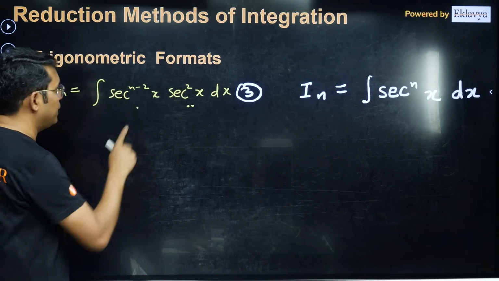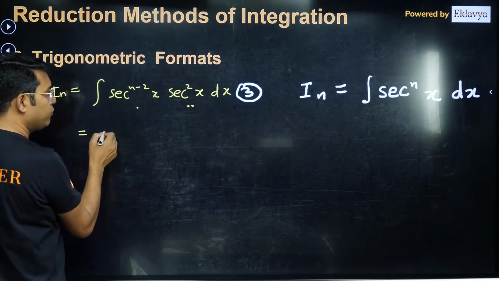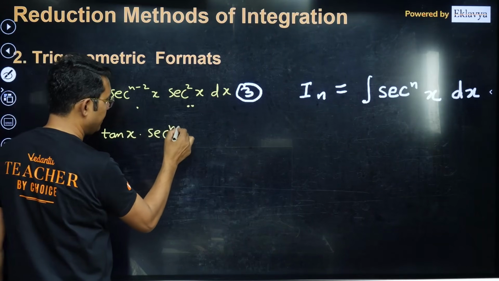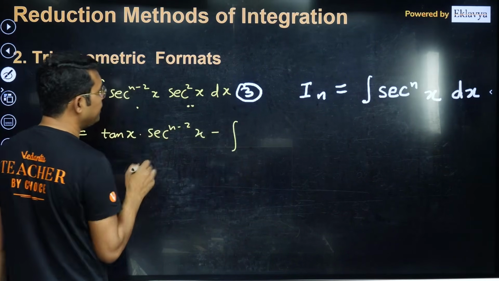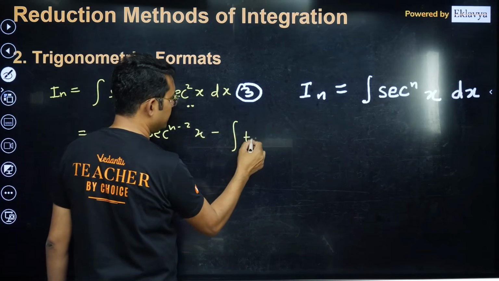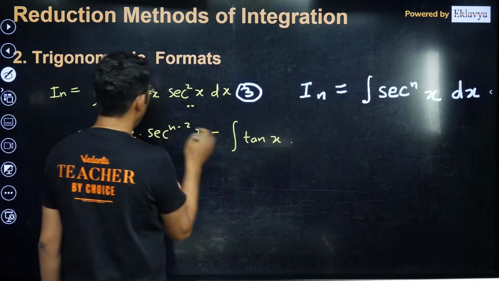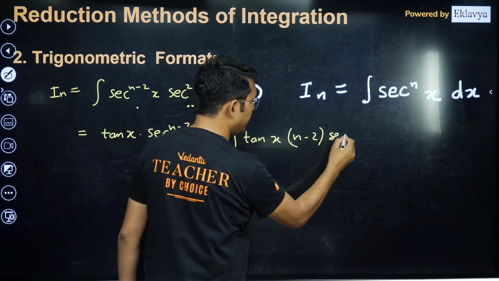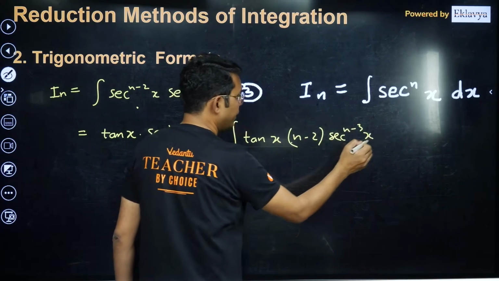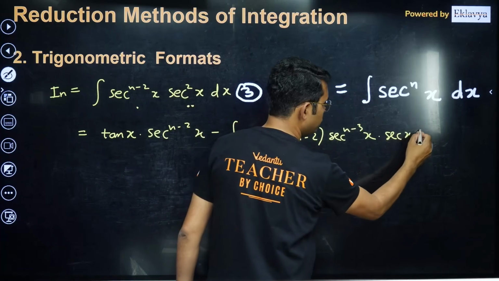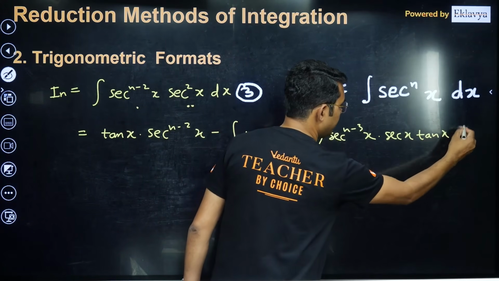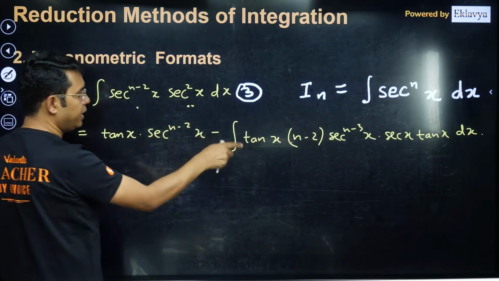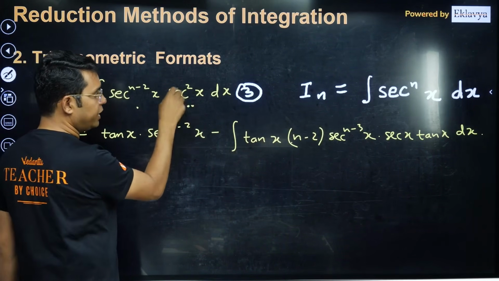So, integration by parts. My second function's integral would be tan x. The first function will be written as it is, minus the integral. The integration of secant square is tan x, and the differentiation of the first function would be n minus 2 into secant power n minus 3 x into secant x tan x using the chain rule, dx. So after the minus sign, inside the integral sign, we have the integration of the second function and the differentiation of the first function.